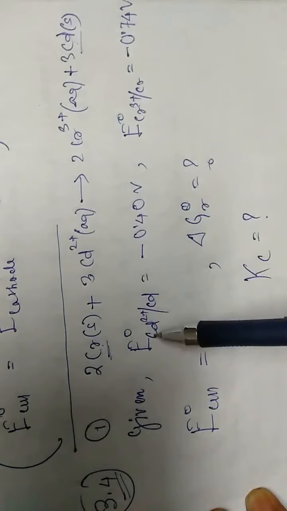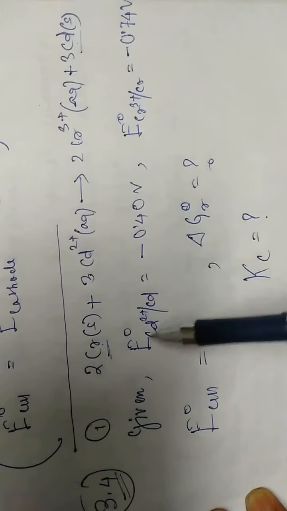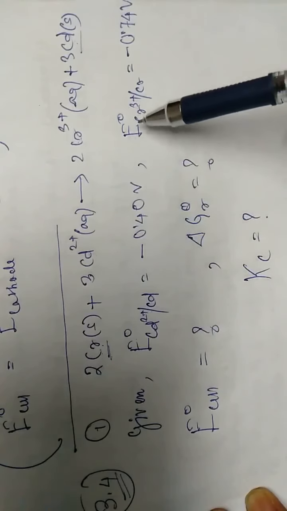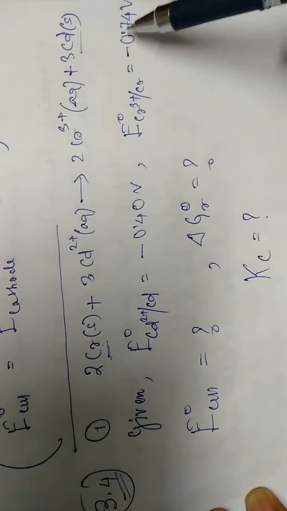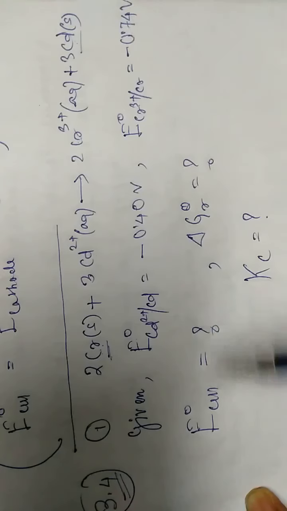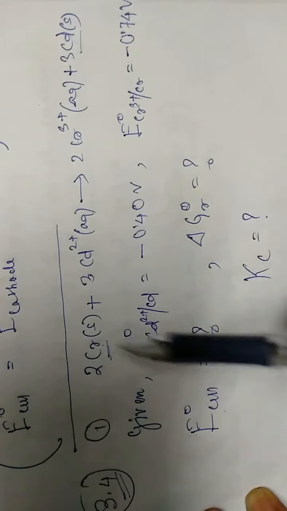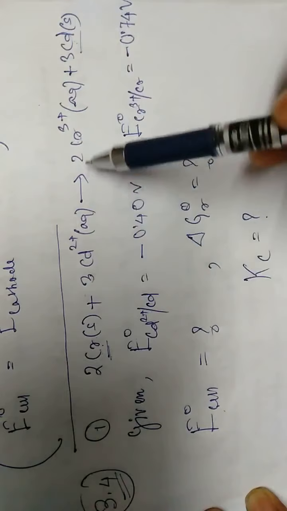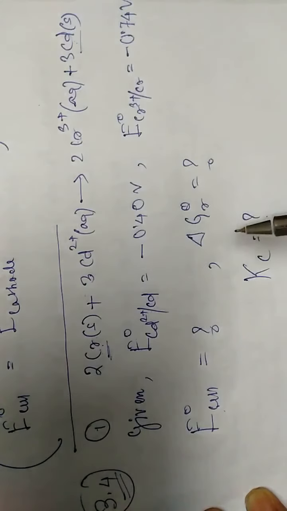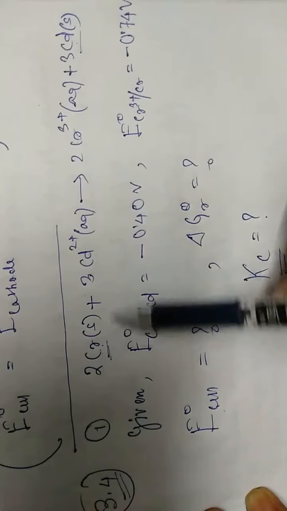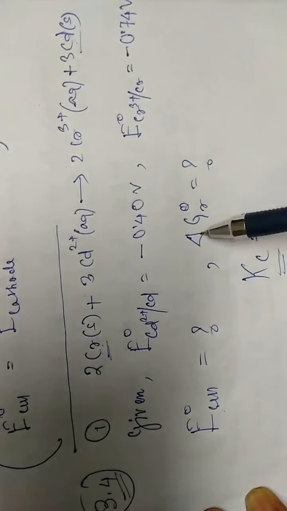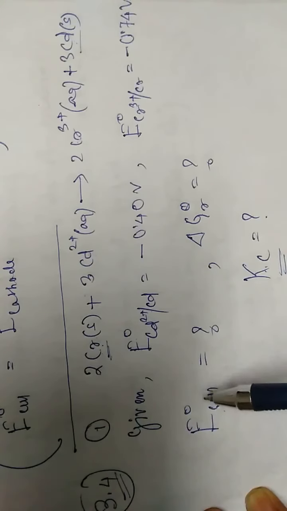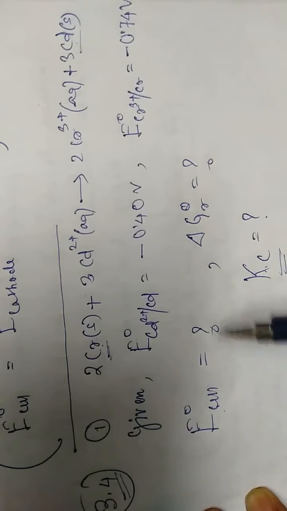The standard reduction potentials of both the cathode and anode are given. The standard reduction potential of the cadmium electrode is minus 0.40 volt, and for the chromium electrode it is minus 0.74 volt. Then we have to calculate the standard cell potential for this cell, and find out the standard Gibbs energy change for this redox reaction, and we can also determine the equilibrium constant. So to find out delta G naught and K, we first of all have to calculate the standard cell potential.